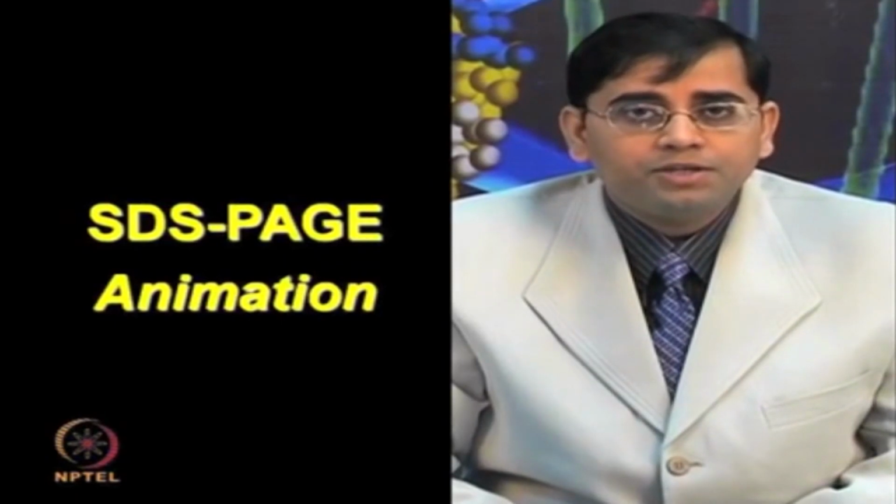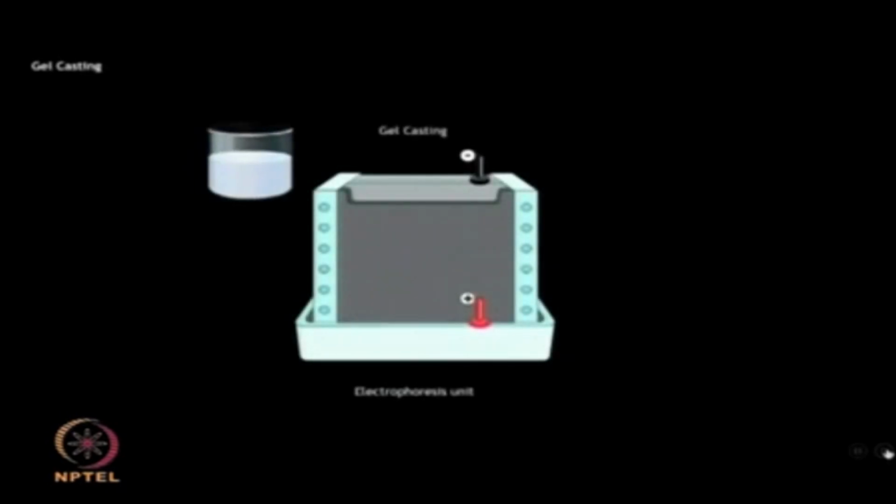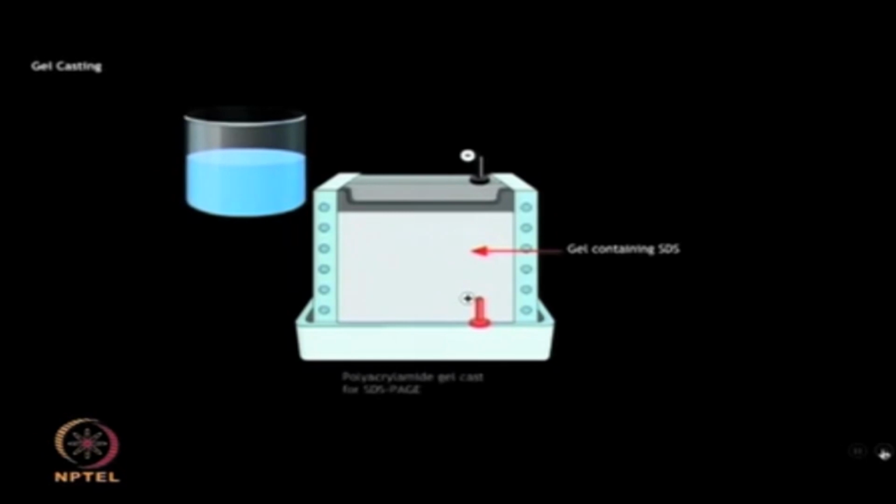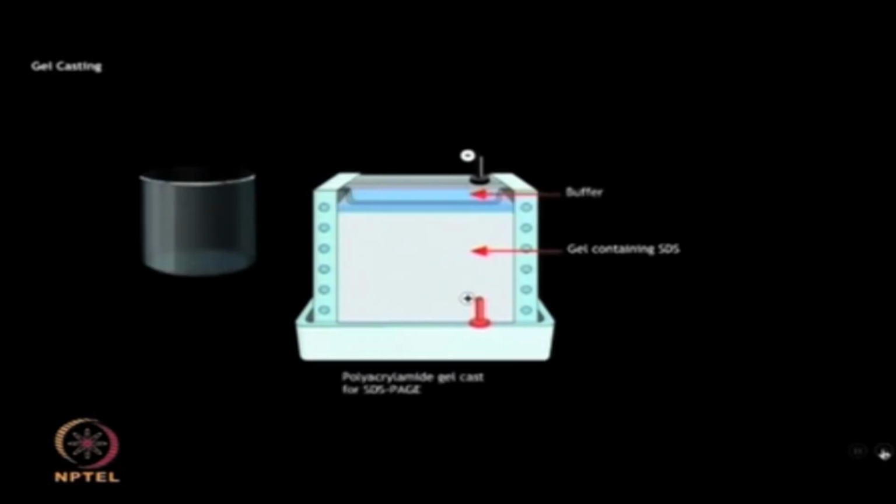I will now describe the animation and show you the steps involved in SDS PAGE. Sodium dodecyl sulfate polyacrylamide gel electrophoresis, SDS PAGE. In this animation, you will see various steps involved in separating proteins based on their molecular weight. First of all, the polyacrylamide gel containing SDS is cast between the glass plates as a vertical slab in the same buffer that is used for electrophoresis. The molecular dimensions of the pore can be controlled by varying the amount of N,N'-methylene bisacrylamide, with free radical cross linking being facilitated by ammonium persulfate or APS and TEMED.